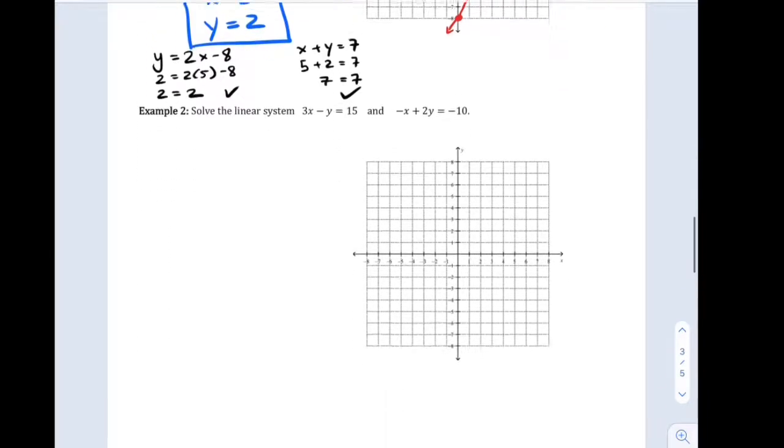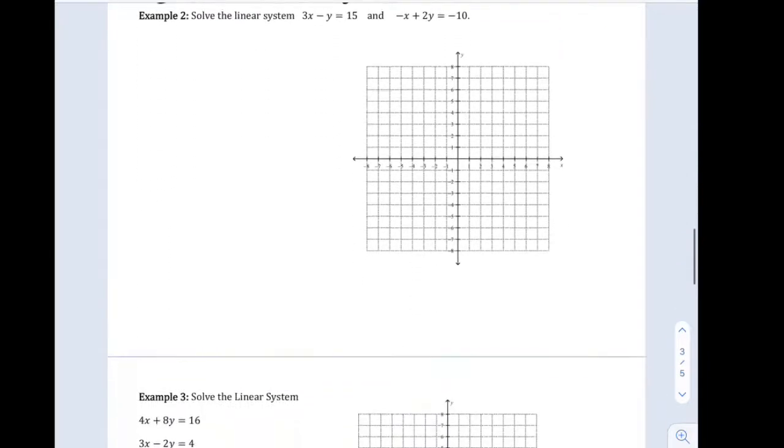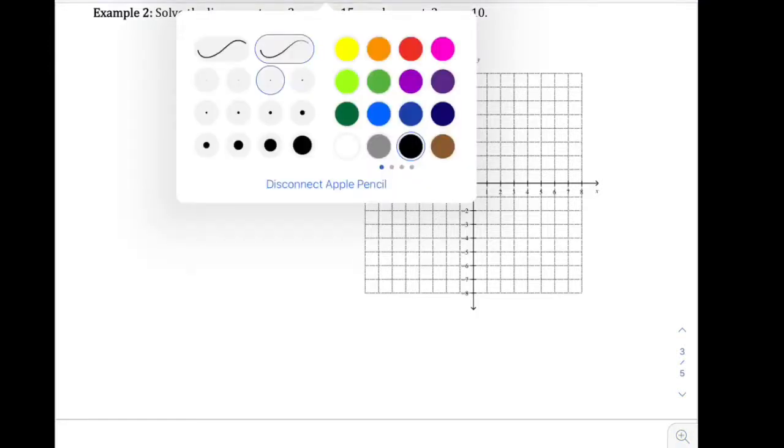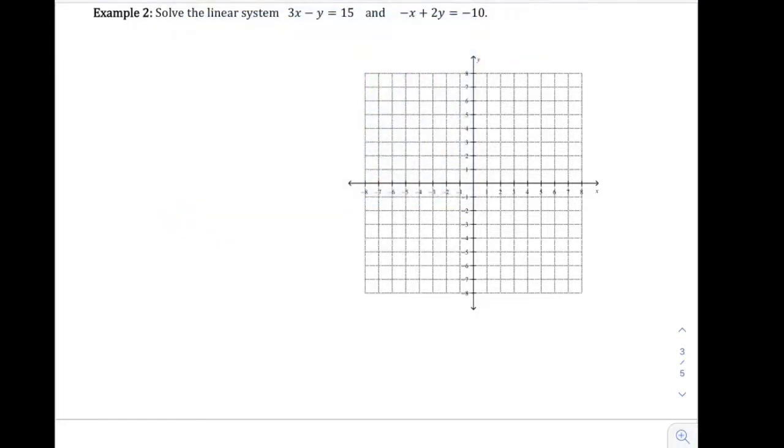All right, a couple more examples here. Example 2. Solve the linear system. 3x minus y is equal to 15. So I'll use blue for this one. So it's 3x minus y is equal to 15.